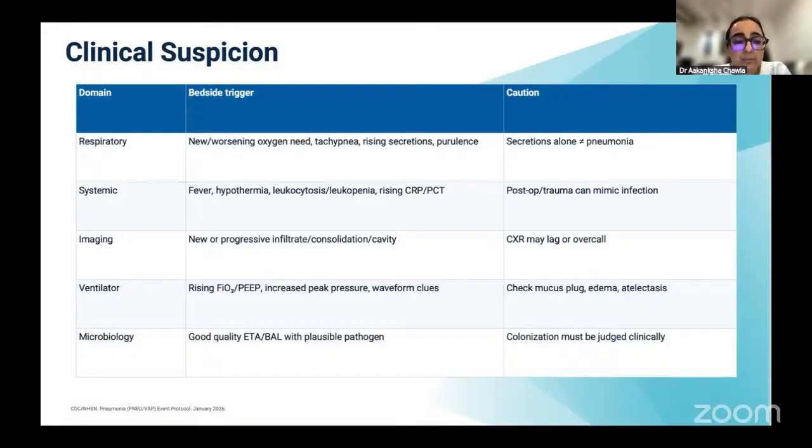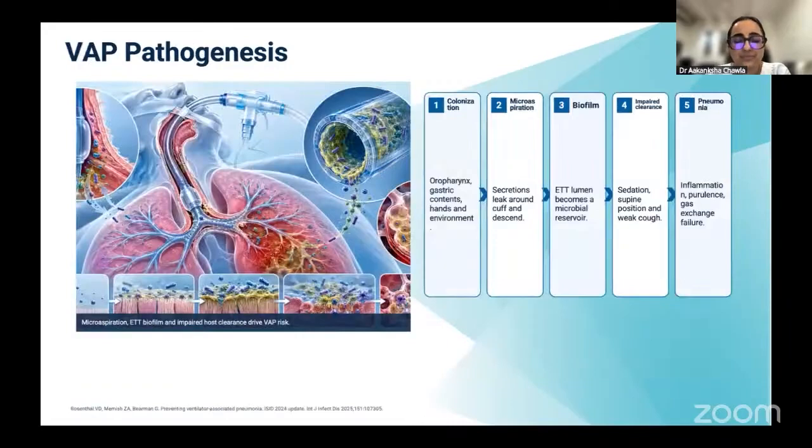And when you send in the microbiology, if you're sending the ET aspirates, you should be able to correlate it and rule out colonizers specifically. BAL, of course, becomes more specific, but then it has to be clinically correlated in all patients.